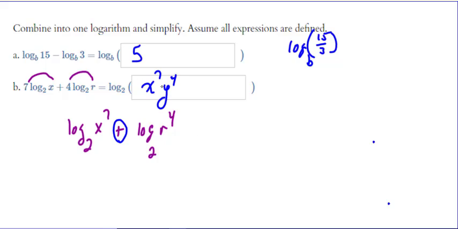It would become this, and they've already got the first part up there. I did that wrong. I put a y and it's an r. I just caught it, so let me go fix it. x to the 7th, r to the 4th. There you go. I don't know why I put y.